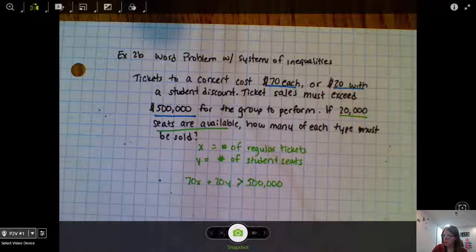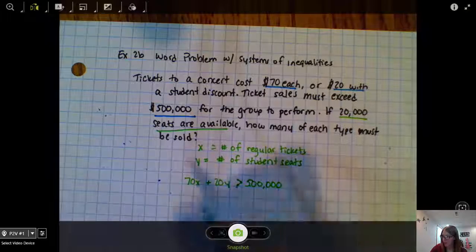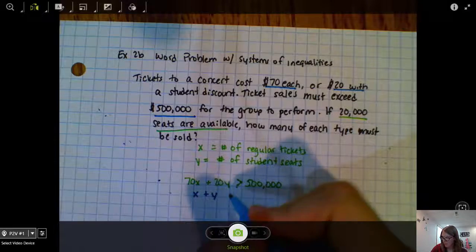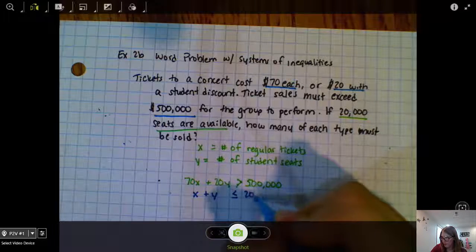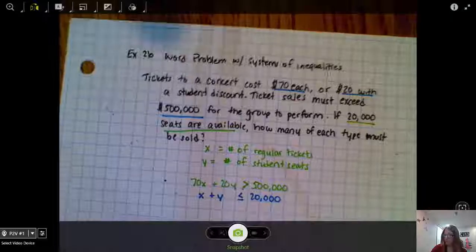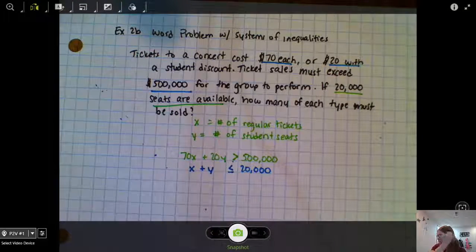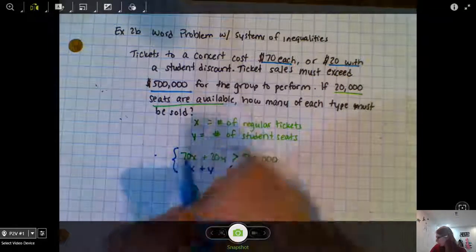And then we have 20,000 seats are available. So together, X plus Y, well, we can't sell more than 20,000, but there are 20,000 seats available. It's okay if it equals 20,000. This is my system of inequalities that we are working with here.